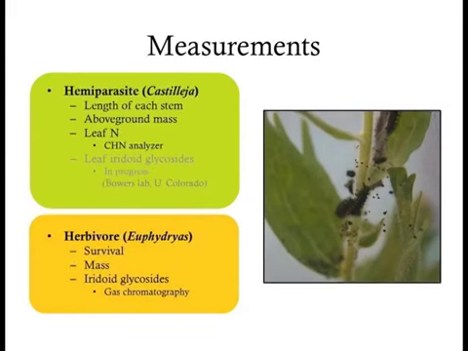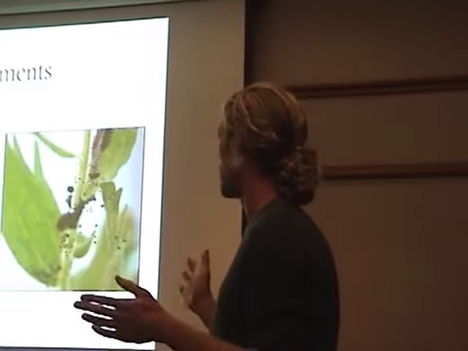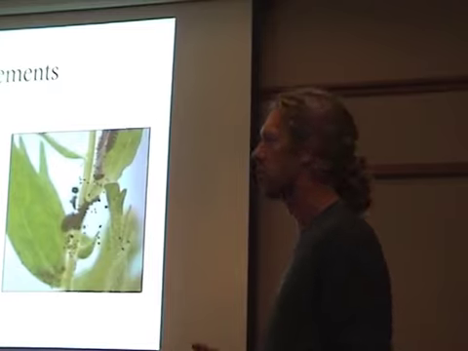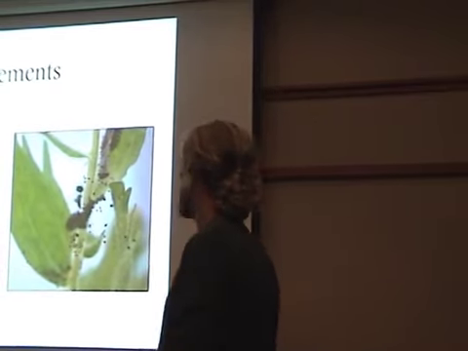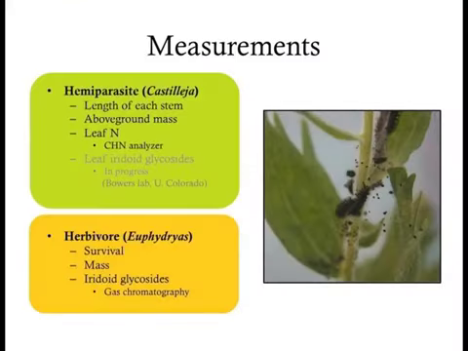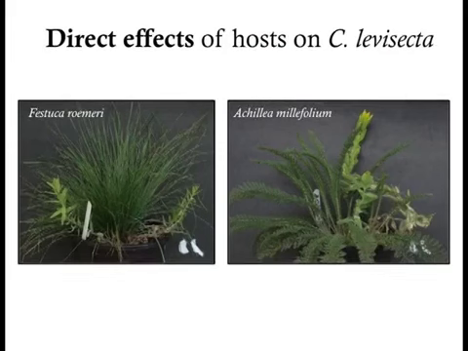And then I took a bunch of measurements. So I was interested for the paintbrush in how long the stems got and how much the plant weighed at the end of the experiment. And then I used what's called a CHN analyzer to figure out the concentration of nitrogen in all the leaves, to see if it's different depending on which host. And then the leaf iridoid glycosides, which Dean Bowers is on my committee. She's at University of Colorado and is the global iridoid glycoside leader person. She knows all about that. And then for the caterpillars, I just kept track of how many survived, what they weighed at the end of the experiment, and then their iridoid glycoside concentrations as well.